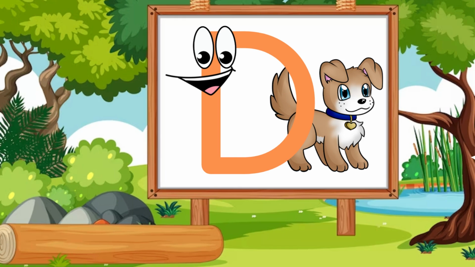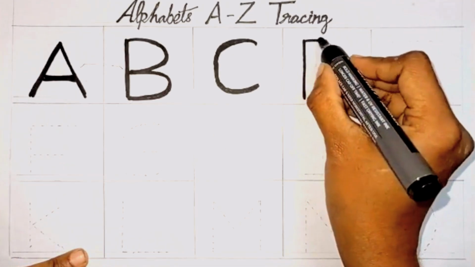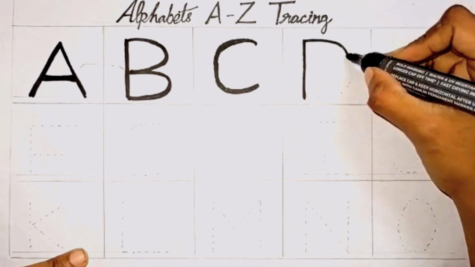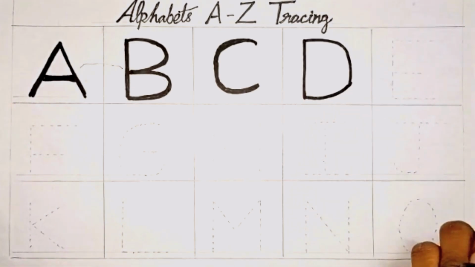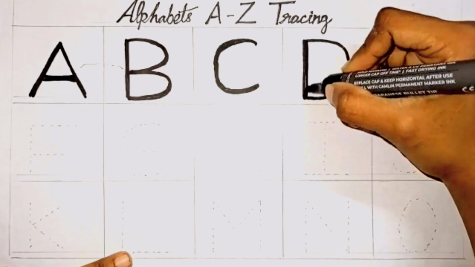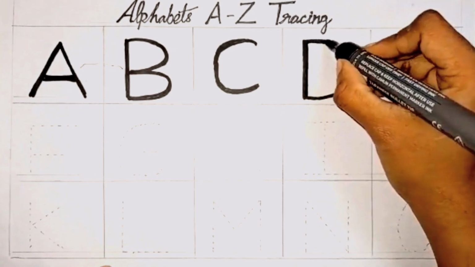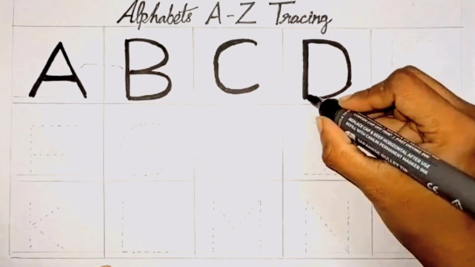Next is what? Letter D. Standing line and one curve gives you the letter D. Shall we write it again? Standing line and draw one curve joining the two ends of your line. That is your letter D.